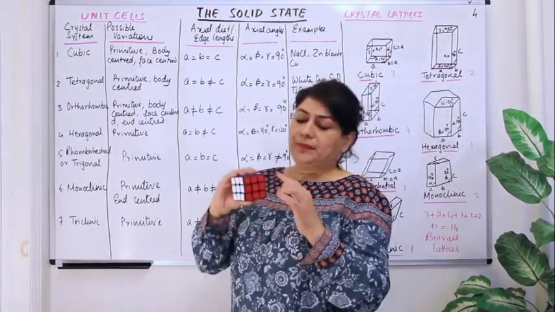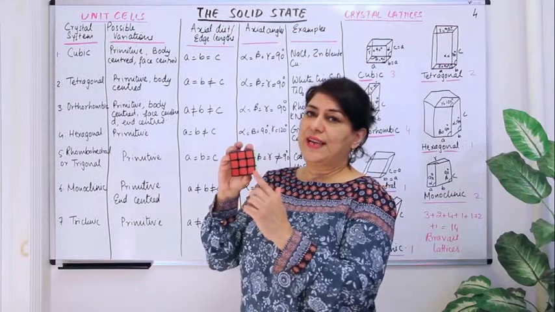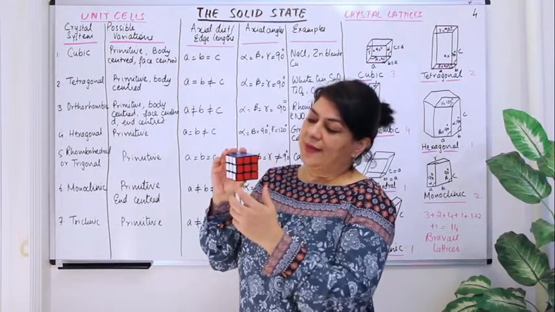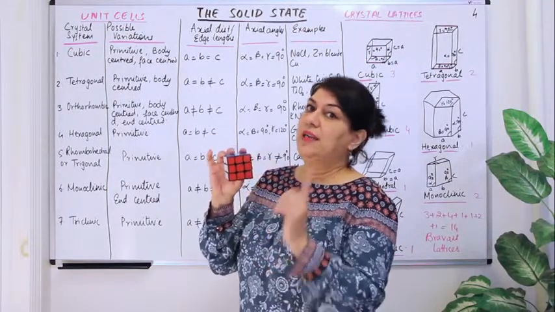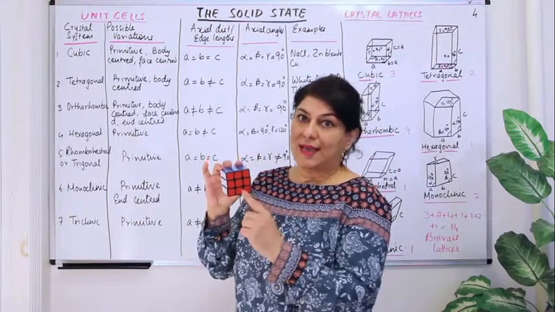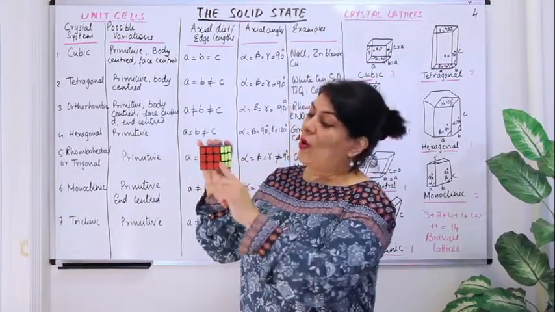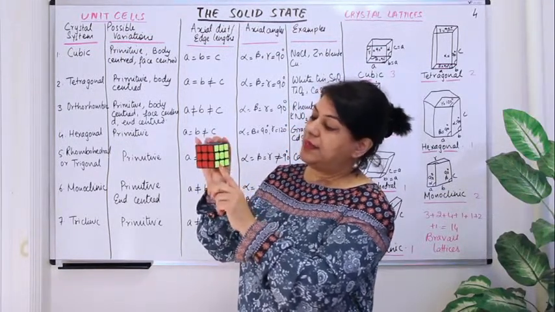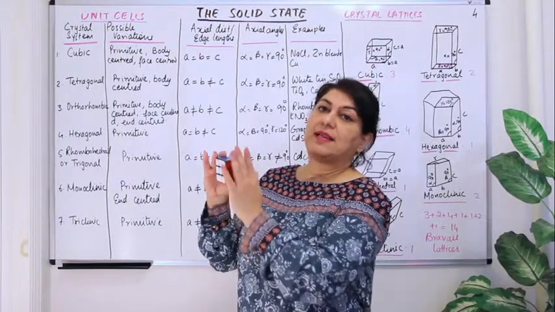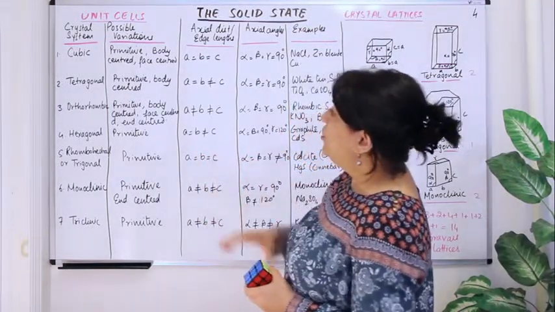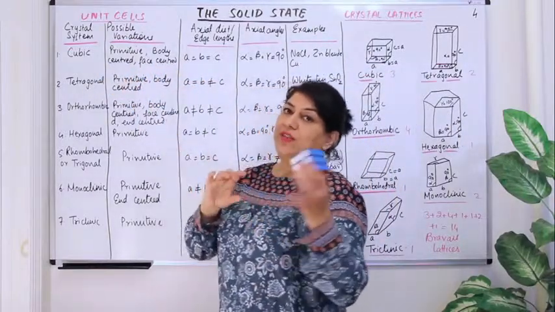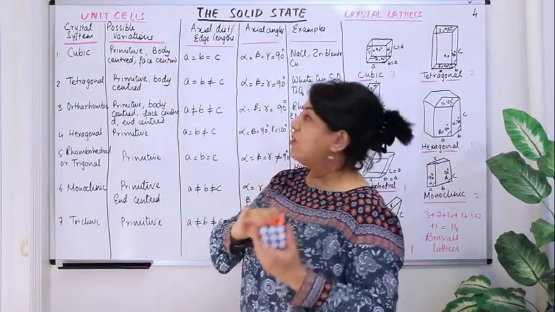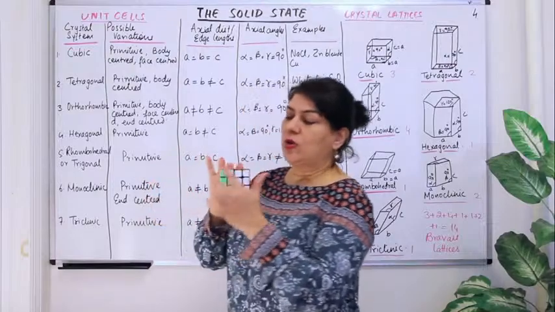So in a cube, what do you have? The length, breadth and the height are all equal. So all sides are equal, that is A is equal to B is equal to C, and all 3 angles, the angles between A and B, B and C, and so on, are 90 degrees. So a cubic unit cell is cubic in nature. What are the possible variations in a cubic unit cell? You can have a primitive unit cell where all the corners are occupied.